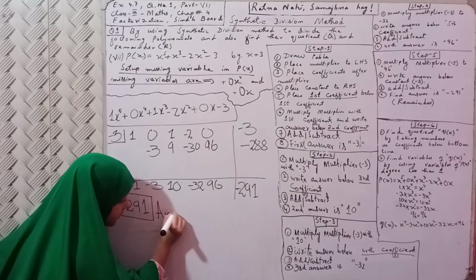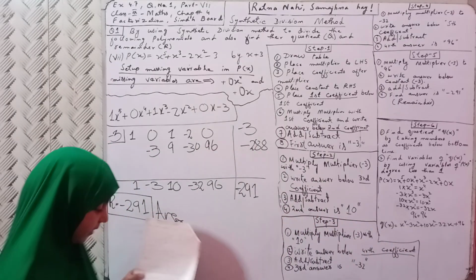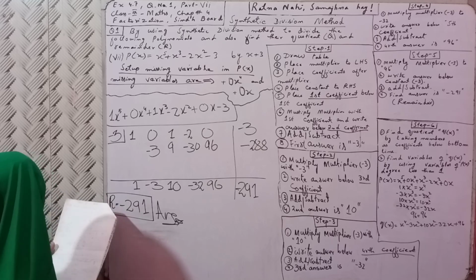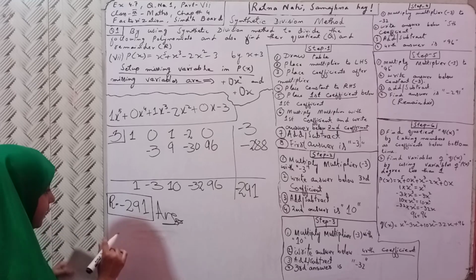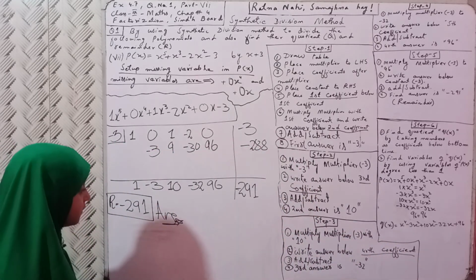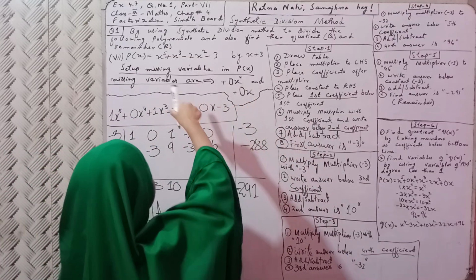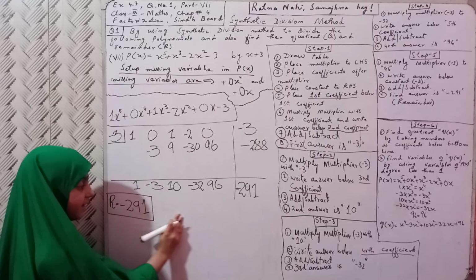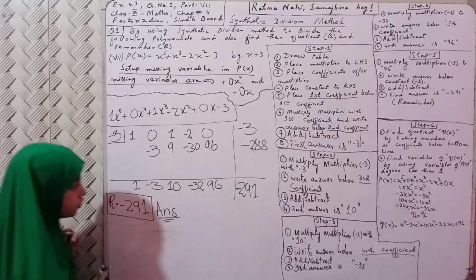Let's check from the book answers. So I am checking from here. Yes, here: minus 291, correct. But still we have not solved our question. Look, the question is saying to find the quotient and remainder. We have found only our remainder. We have not found our quotient. Now we are going to find the quotient.